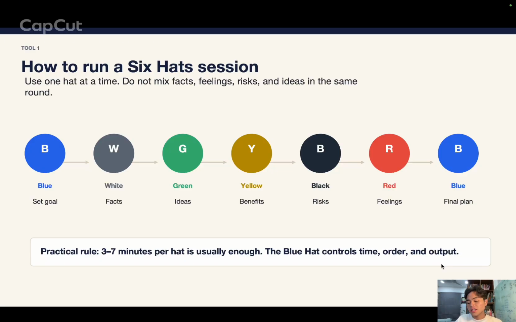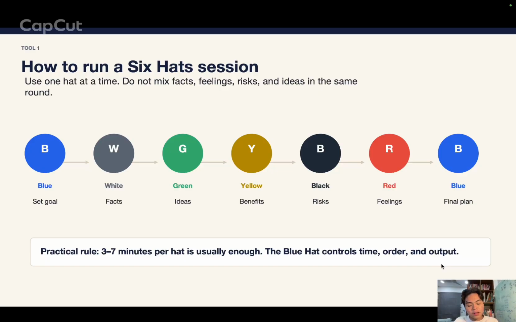So a sequence would usually start with the blue hat. This defines the problem and the objective, what we want to achieve. So for example, today we need to decide whether to introduce a new, let's say, online learning platform. Then we move to the white hat. This is where the facts come into play. How much does it cost?